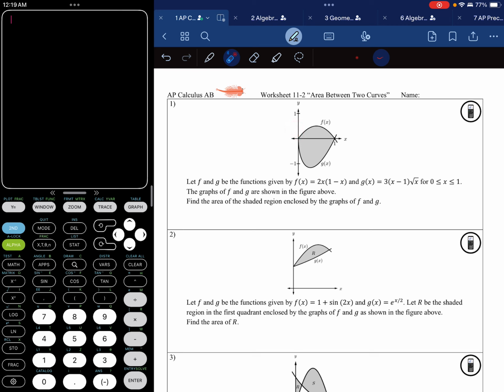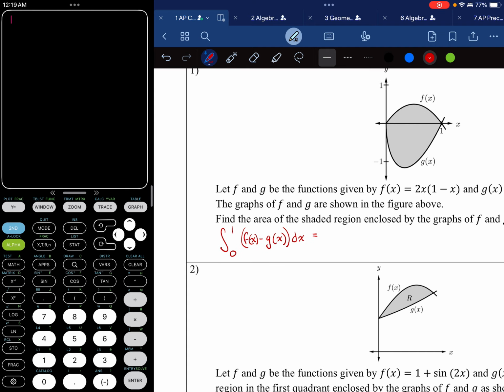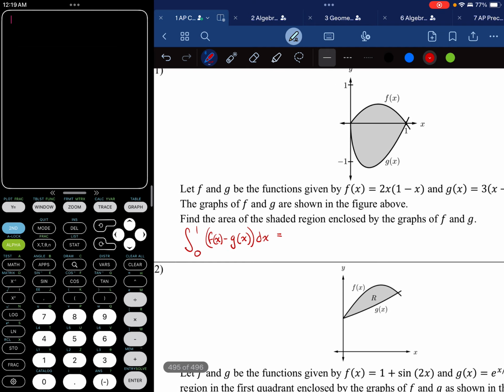We say, okay, the area of that shaded region is going to be the integral between 0 and 1. We just need to do top minus bottom. So the top is clearly the f, the bottom is clearly g, so we just say f minus g. And if I'm being super formal about it, I can say f of x minus g of x, and all of that thing multiplied by dx. I could have just said f minus g and called it a day, but I like being nice and formal about it. All right, so from here, I can go ahead and type this in.